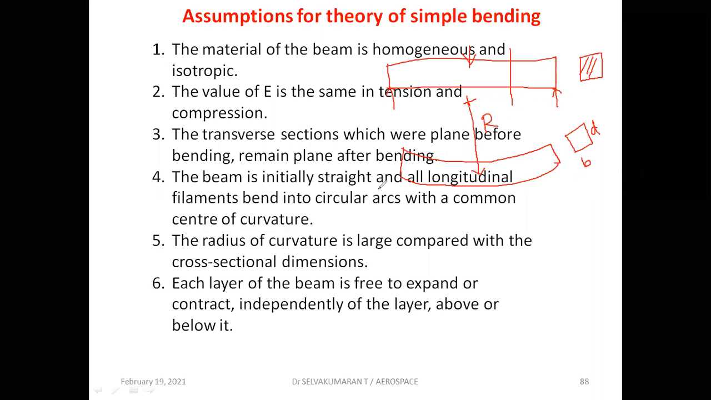Before loading it is straight. When it is loaded, the beam bends into circular arcs. You can call these filaments. Here I have one filament or layer like this. Each layer is free to expand or contract: if you look at the bottom surface, it is getting elongated, which is nothing but under tension. If you look at the top surface, it is subject to compression, it is contracting. So contraction happens on the top surface and elongation happens on the bottom surface. Each layer of the beam is free to expand or contract independently of the layer above or below it.